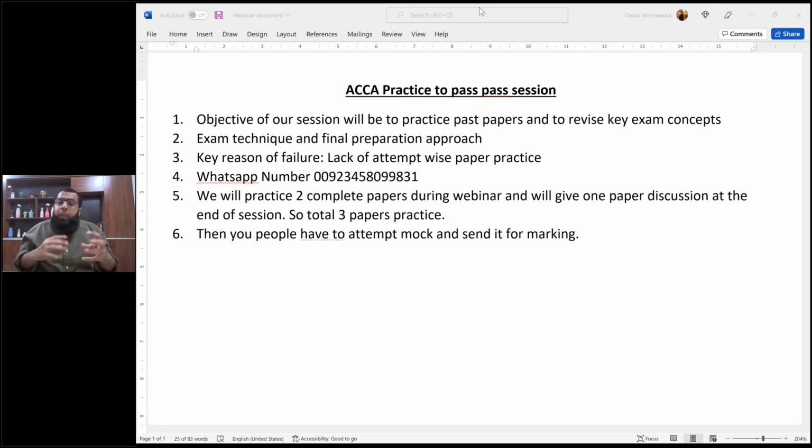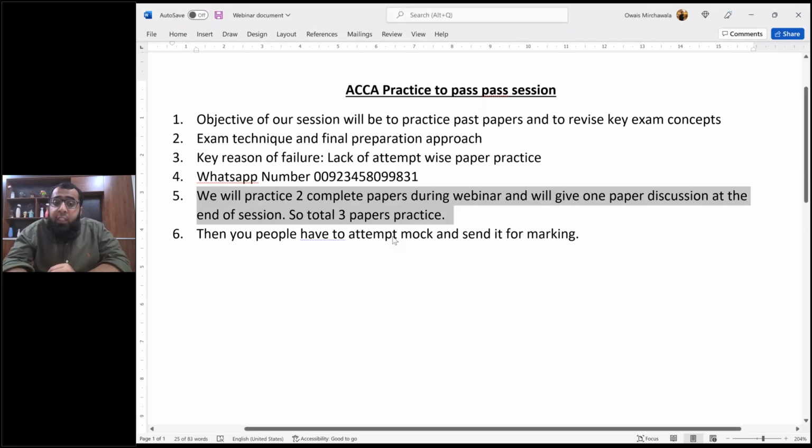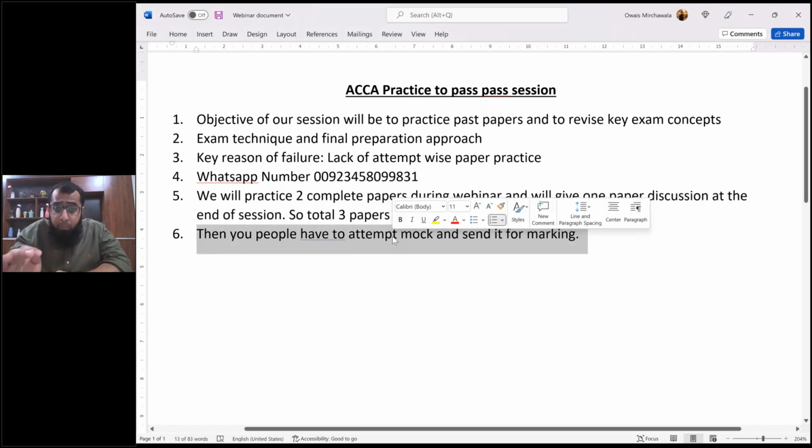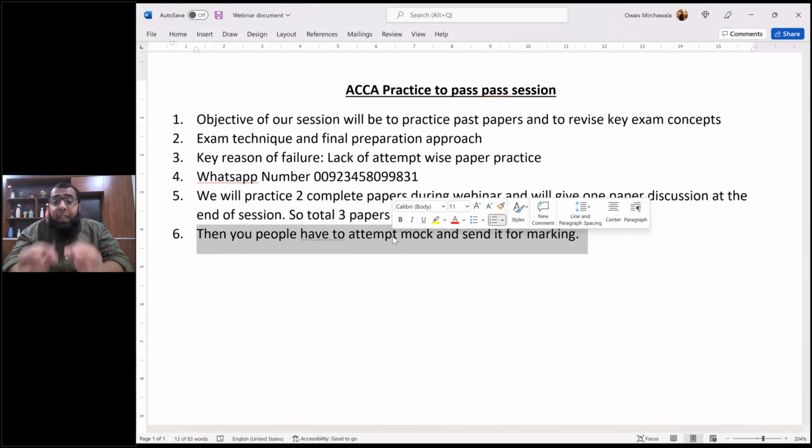Okay, like you will get around 3-4 papers practice, and this will give you an insight into how you have to deal with the exam pressure, how you have to deal with multiple topics at the same time. And then the most important thing, you will have a free facility that you can attempt one paper as a mock and send me for the marking. I'll give you my personalized feedback that will help you to improve your writing approach, that will help you to identify your errors so that you can improve in the examination.